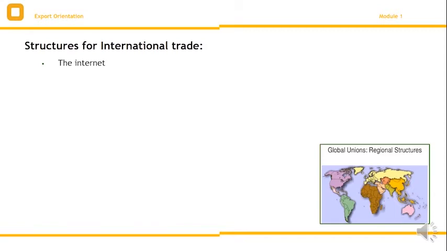You can then also use exporting. Now, exporting can be direct or indirect. Direct exporting is where you sell directly to the foreign markets. Indirect exporting is where you use an agent that is going to handle exporting on your behalf, and they are going to claim a commission on the sales that they generate.